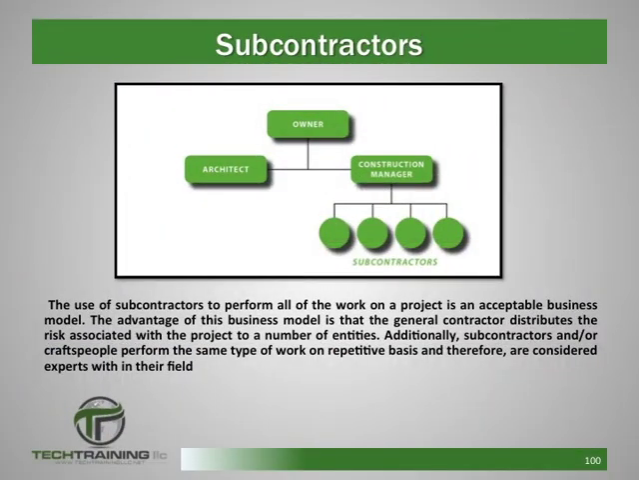For many years, the use of subcontractors to perform all of the work on a project has been an acceptable business model. The advantage of this business model is that general contractors distribute the risk associated with the project to a number of smaller companies or business entities. But the other big advantage is that subcontractors are specialists and understand their costs better than anyone. Therefore, their historical data is typically deadly accurate.